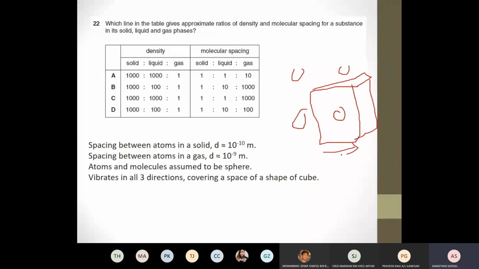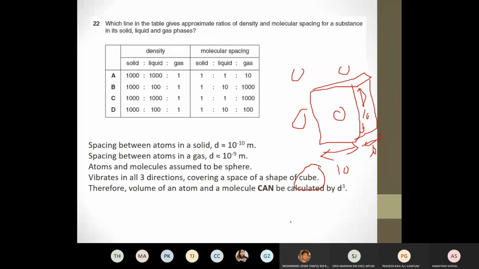This is the spacing of the atom. If this increases by 10 times, then inside will increase by 10 times, and up also increases by 10 times for the case of gas. So the volume occupied by the atom, we assume, is like a cube. Therefore, the volume of an atom or molecule can be calculated by d cube. Let's say spacing is 10 times greater, so we put 10 times 10 times 10. We treat it as a cube for the volume.